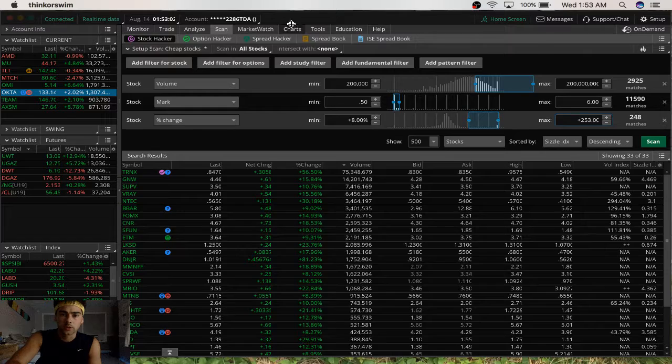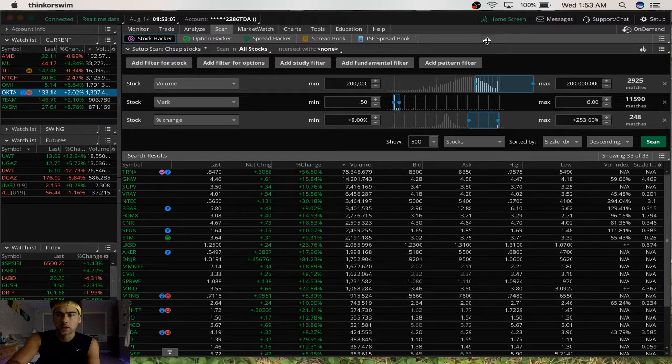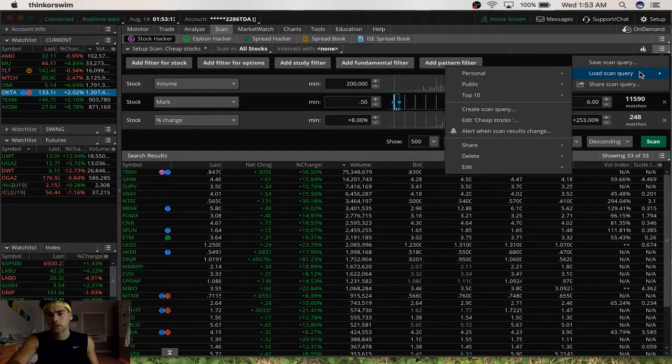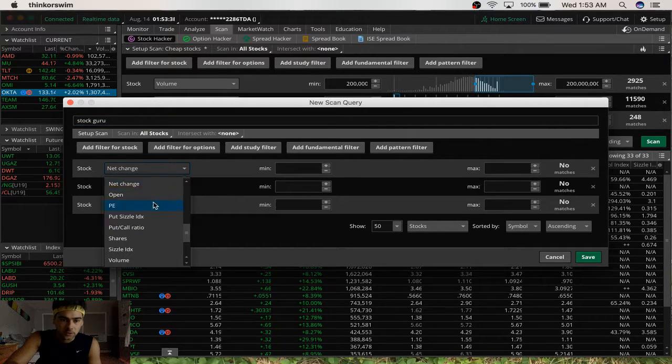If you have your TD Ameritrade up, you can go into Scan, then go to the end of this bar, click on this little button right here, and go to load scan query, and you can create a scan query. I don't know if I'm saying that right. I don't know if I hit my mic a little bit there, so I hope that didn't mess anything up. We'll just call it Stock Guru.